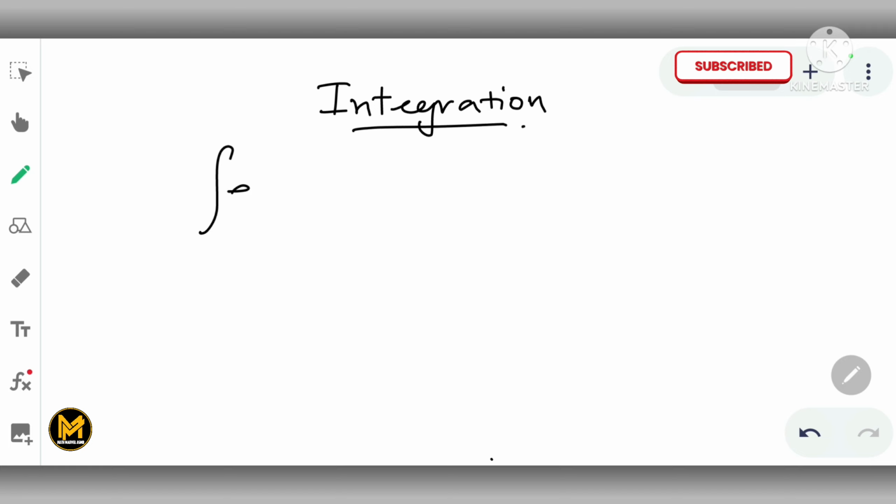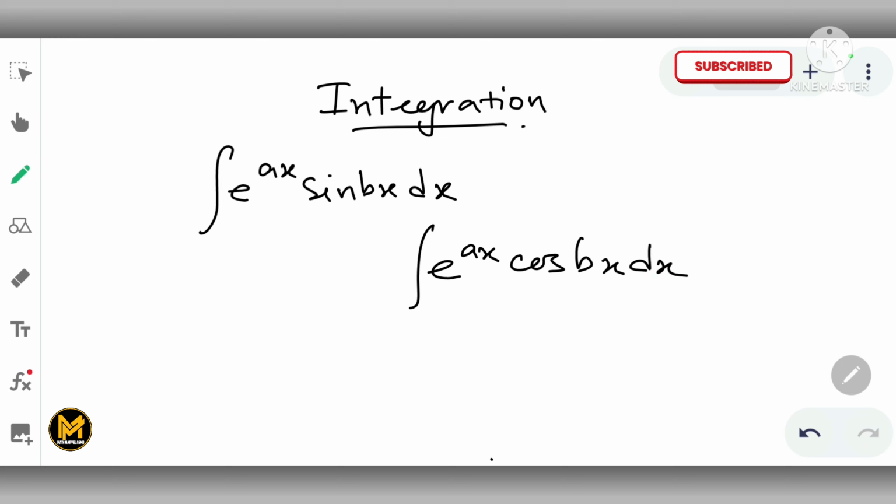Today our topic is based on integration, but it's a special type of integration that's a part of integration by parts. That is the integration of e to the power ax into sine bx dx, or e to the power ax into cos bx dx. This type of integration we will solve today. We will prove it, and after that we will take some examples to make our concepts clear. Now let's go.